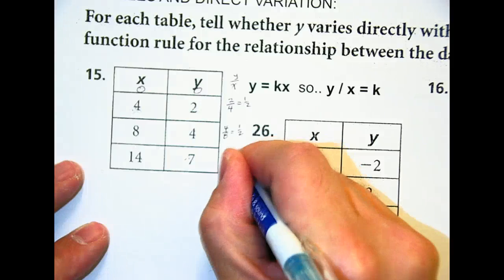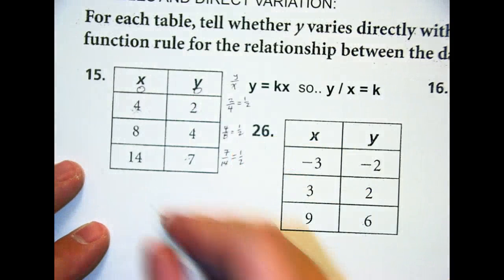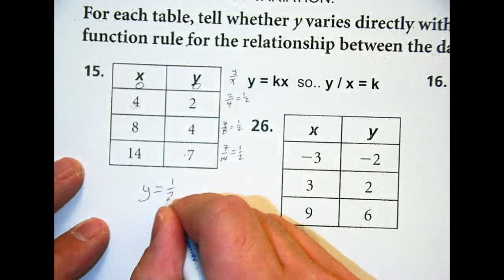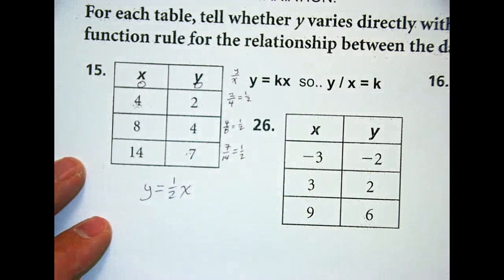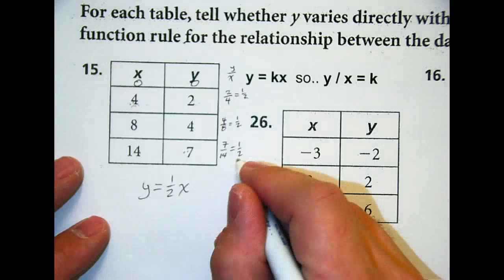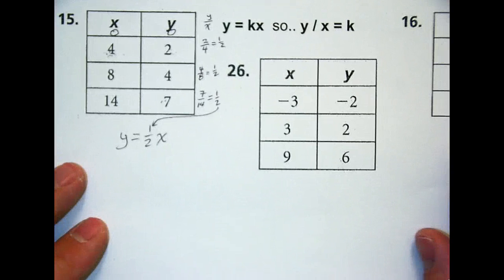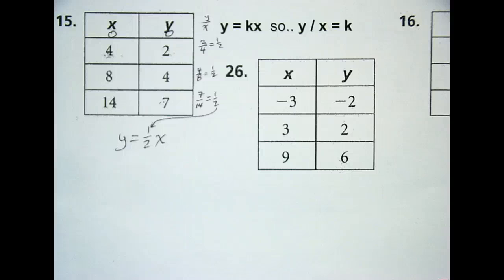That 1/2 happens to be our constant of variation. So our equation is just y equals 1/2 x. We take that, we put it into our direct variation equation. That becomes our constant. Okay? All right, I want you guys to try number 26. See if they vary directly. Is y over x the same in all of them? If it is, write your function.